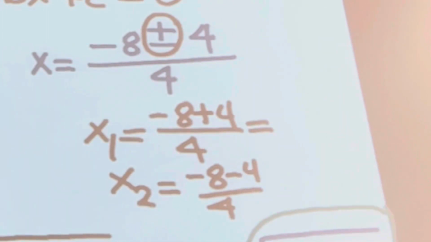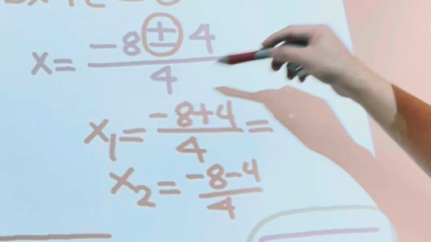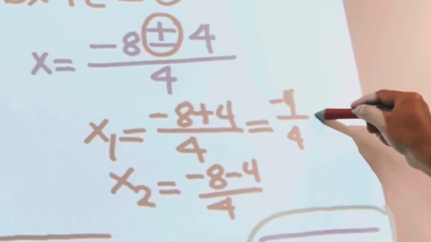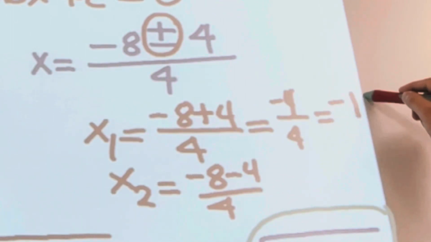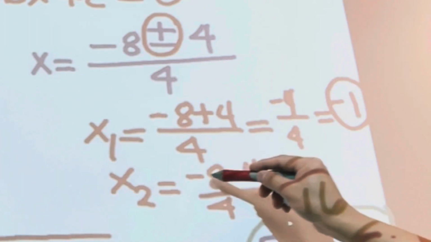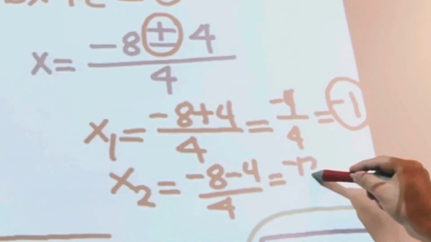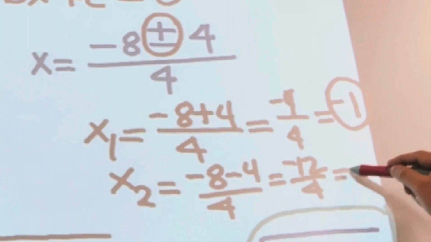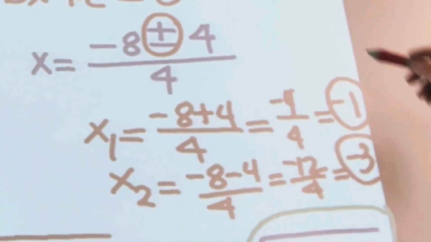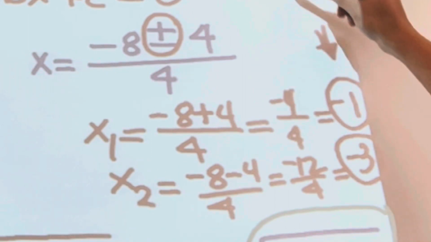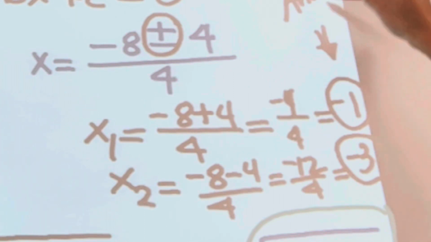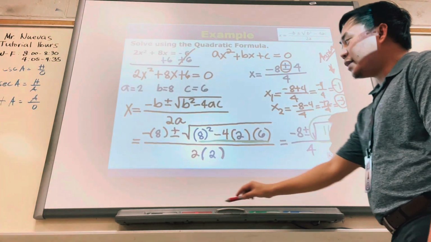And this one is just equal to negative 8 plus 4 is negative 4, divided by 4, which is negative 1. So that's our first root. Here, negative 8 minus 4 is negative 12, divided by 4 is negative 3. That's our second. So these are now the answers, the roots: negative 1 and negative 3.